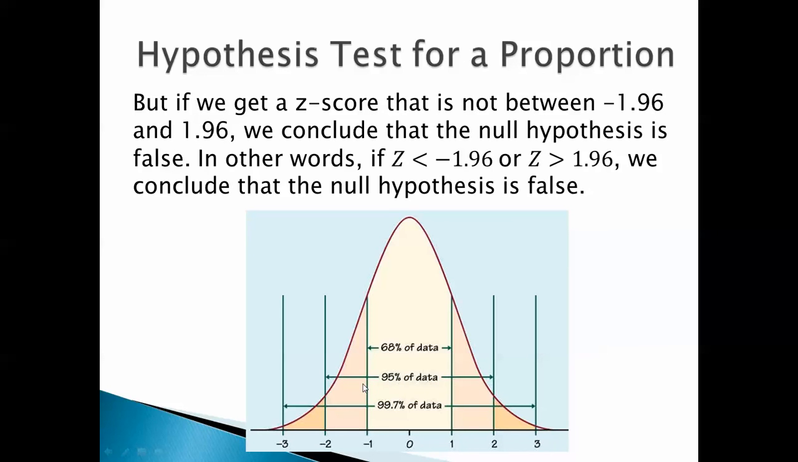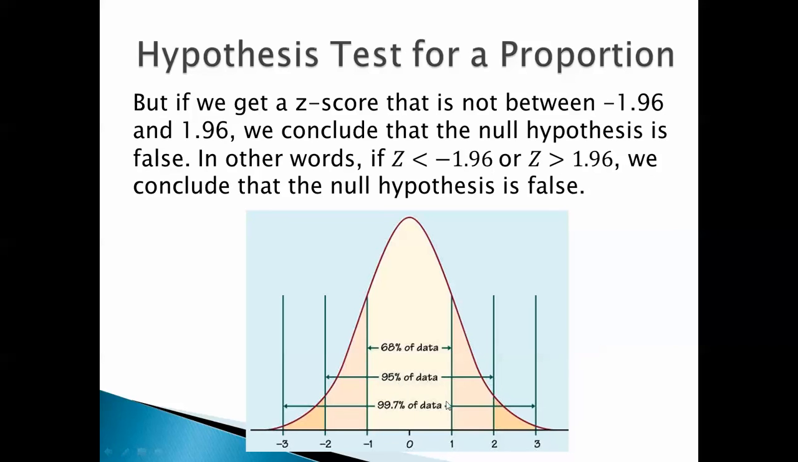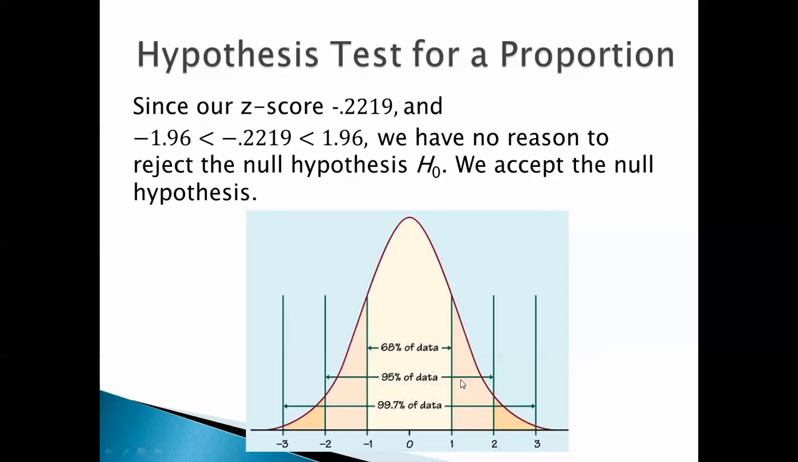But if we get a z-score that is not between negative 1.96 and 1.96, we conclude that the null hypothesis is false. In other words, if z is less than negative 1.96, we get something out here. Or if z is greater than 1.96, we get something out here, we conclude that the null hypothesis is false.